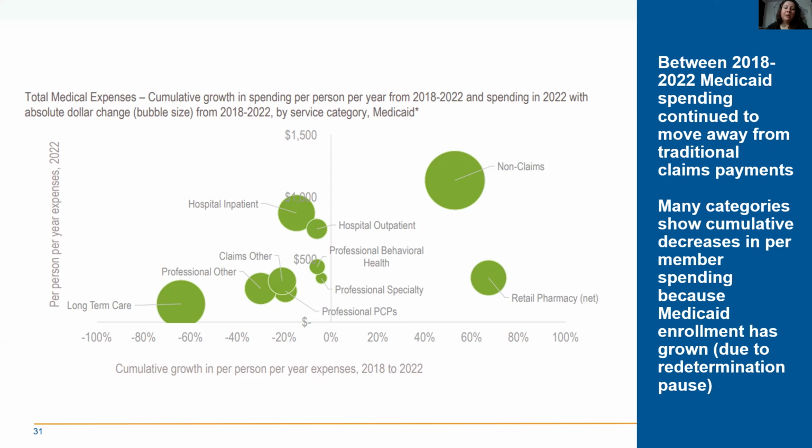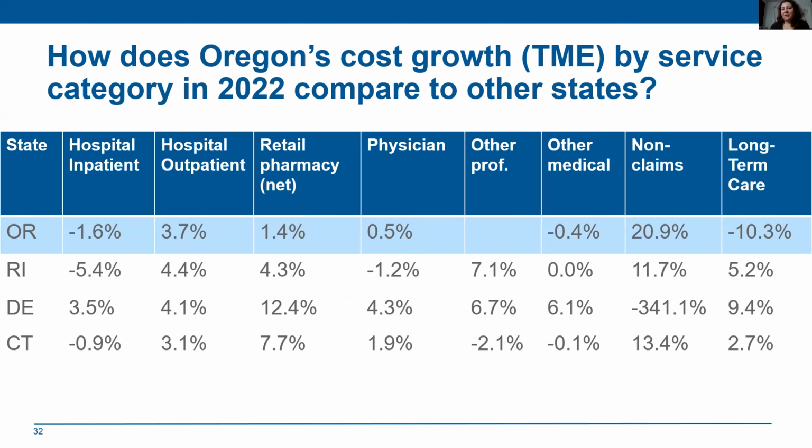And that is where we are for service categories. I want to just end this section with showing you some comparisons to other states. So next slide. Going back to the other states who are also reporting this data for the same time period, we can look at Oregon compared to Rhode Island, Delaware, and Connecticut, whose reports came out earlier this month. And there's a couple of interesting stories here.